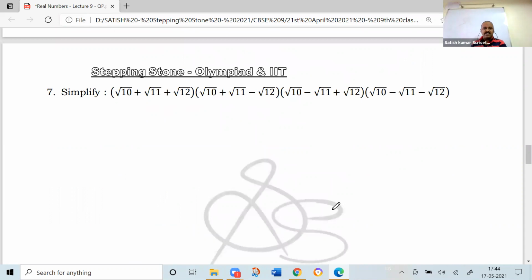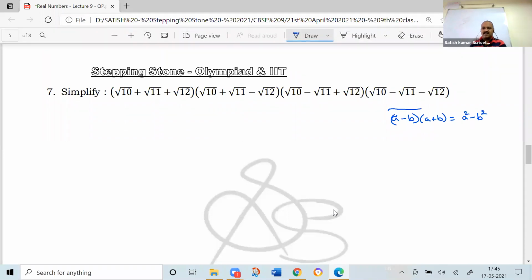So how to simplify the 7th problem? Root 10 plus root 12 plus root 11. Now, everywhere the terms are root 10, root 11, root 12 only. Only inside, plus and minus are there. So here also you have to regroup it and apply the formula of (a minus b) into (a plus b), which is equal to a square minus b square. This formula only you have to apply.